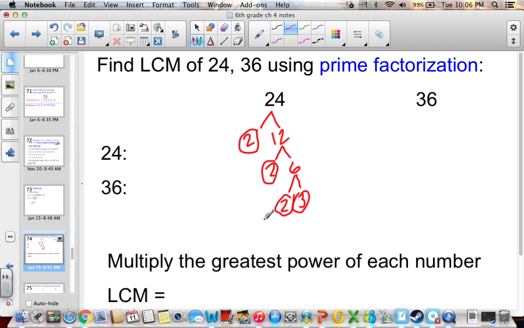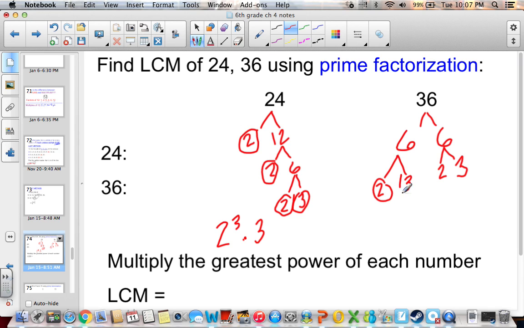And now I know that I write this out 2 to the third. And this time we want to write it out with the powers. Instead of 2 times 2 times 2 times 3, we want to write it with the powers. And then 36 I know is 6 times 6. And then 2 and 3 for each of the 6's. And those are all prime. So we're going to circle these. Oops, that should be circled.